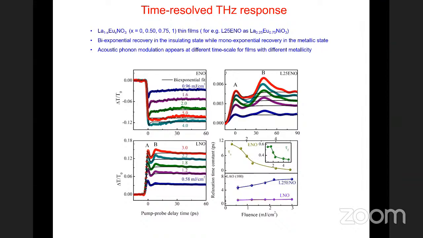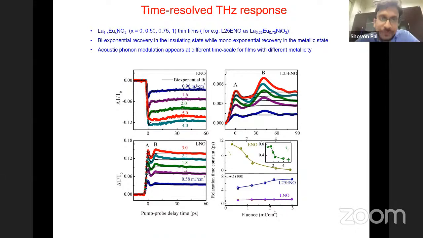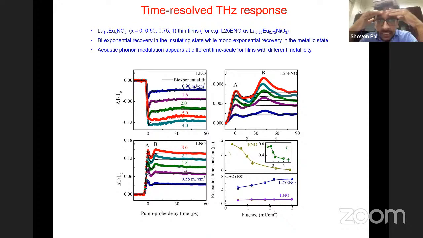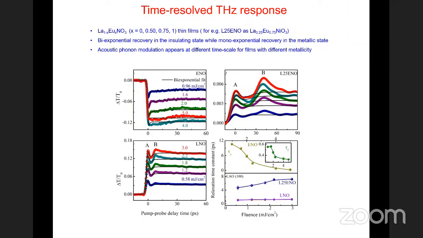So ENO3 is an insulating system. When you use above band gap pulses, it becomes metallic. The other one is a metallic system, so you disorder the carriers. Okay. And the other thing is that I see kind of 2 relaxation times in this, right? One is a very fast relaxation just after the excitation. Yes, fast and slow relaxation times.